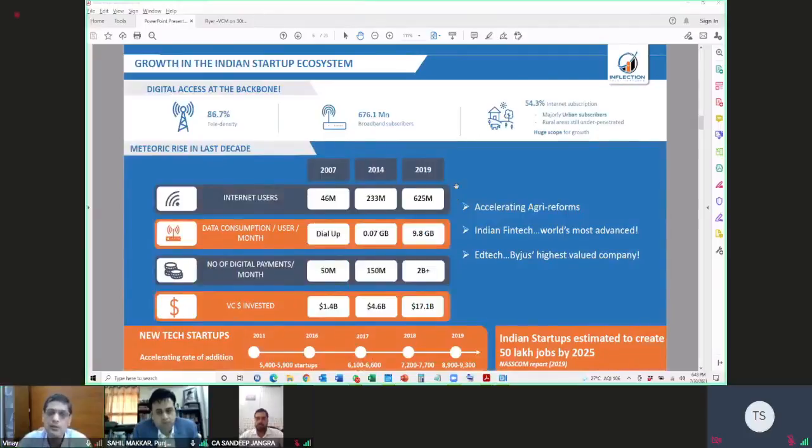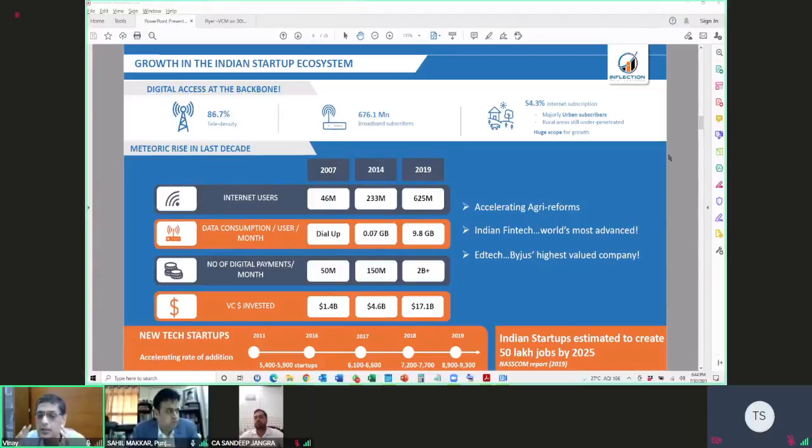Now, why should we be very interested in startups, right? Raghu sir gave a lot of good statistics. Let me add a few more. Today, India has 86.7% tele-density, which means 90% of the population has access to mobile phones. 67 to 70 crore population, more than 50% of the population, has a broadband connection or a smartphone today to be able to connect, do e-commerce, order groceries, order from Myntra, make phone calls, watch Jio videos, and so on and so forth. So that is a big change that has happened just in front of our eyes in the last 10 to 15 years.